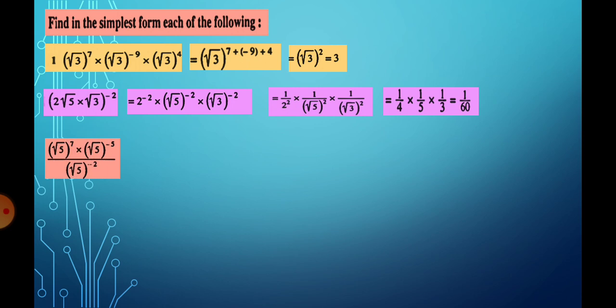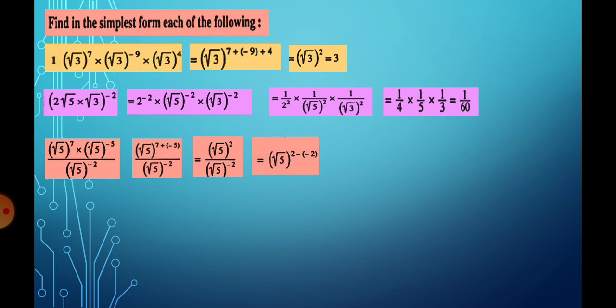Number 3: root 5 to the power 7, root 5 to the power negative 5, over root 5 to the power negative 2. Here you multiply the numbers with the same bases, adding the powers in the numerator, then subtract the denominator's power. Root 5 to the power 7 plus negative 5 over root 5 to the power negative 2 equals root 5 to the power 2 over root 5 to the power negative 2. Here we divide the two numbers with the same base, so we subtract the powers. We drop root 5 and write root 5 to the power 2 minus negative 2. It will be root 5 to the power 4, which equals 25.